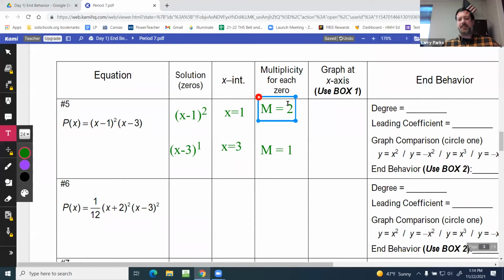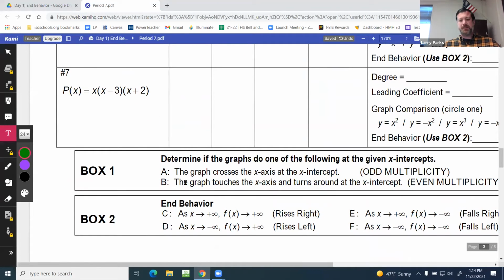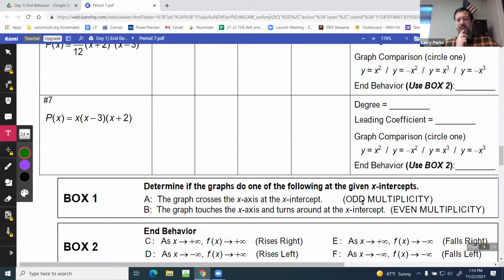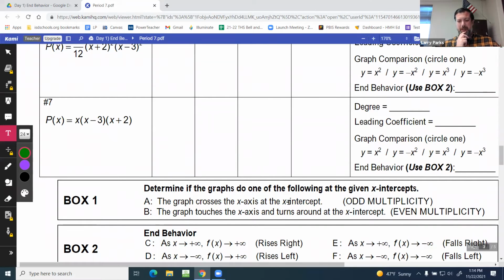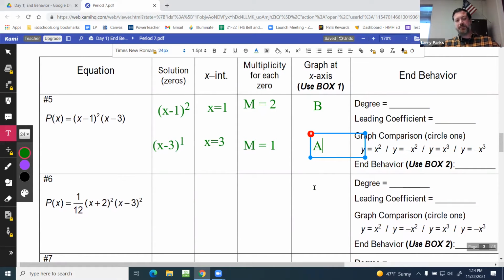Graph at the x-axis. We're going to go look at box 1. So it's either A or B. The graph crosses, goes through. Remember, that's when you have an odd multiplicity, or the graph touches the x-axis and bounces back up. That'd be even. So if it's an odd multiplicity, I put A. Even multiplicity, I put B. So that's even, I'd say B. And that's odd, I'd say A.